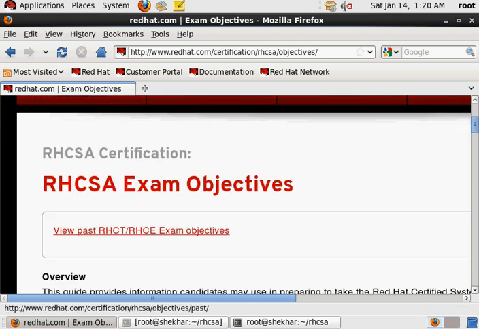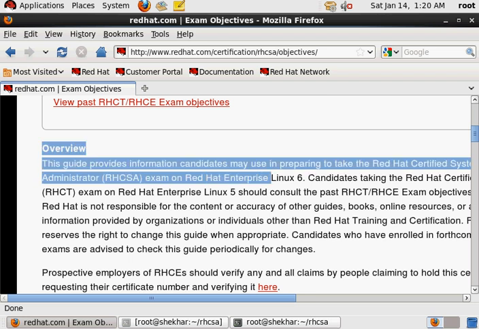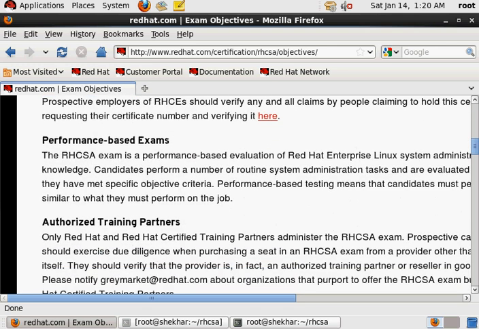Earlier this exam used to be called RHCT, Red Hat Certified Technician, and that exam was on version 5. This is on version number 6. The overview is something that I have already given you. You can also go through this. In fact, I will highly encourage you to go through this URL here. It is a performance-based exam.